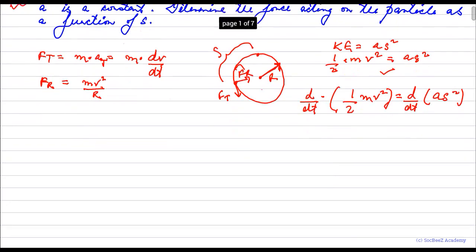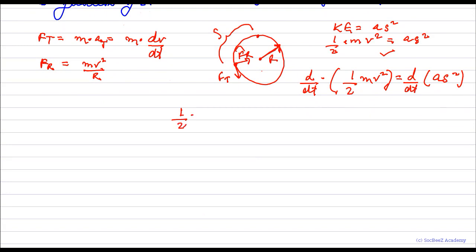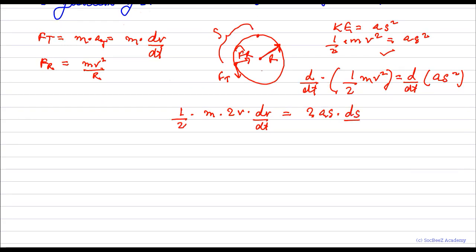Fine. So on differentiating it, I'll get half into m into 2v into dv by dt equals 2as into ds by dt. Now what is ds by dt? Ds by dt is nothing else but the tangential velocity. So I can cancel v and ds by dt from the two sides of the equation. This two gets cancelled, from which I get the tangential force, which is m into dv by dt, as 2as. Fine. So this is the expression for my tangential force.